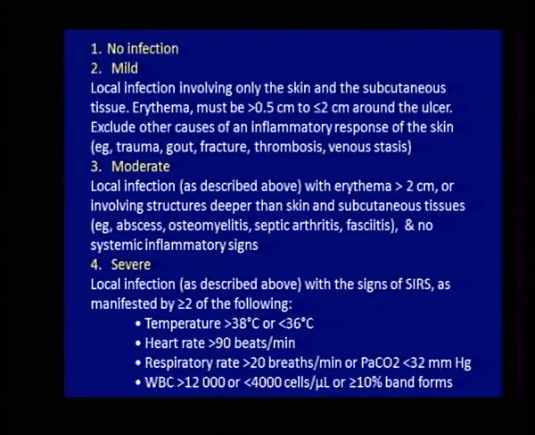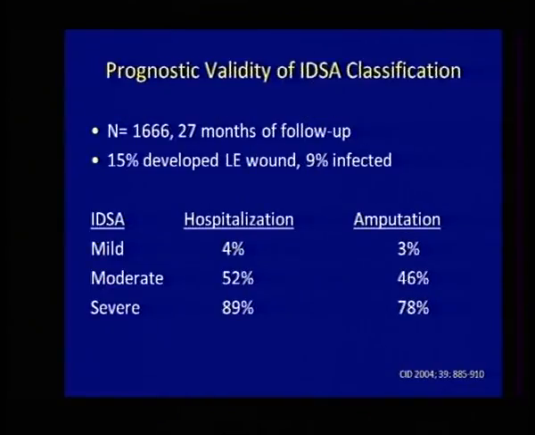Now, what is the reason to decide whether the wound is mild, moderate, or severe? These are classifications based on the Infectious Diseases Society of America guidelines, and a study done showed that if the wound infection was mild, 4% of patients would end up with hospitalization and 3% would end up with amputation. Whereas if the wound was severe, almost 90% required hospitalization and 80% would end up losing their limb. So it is very essential to prognosticate the severity of the infection to decide what the patient would end up with finally.